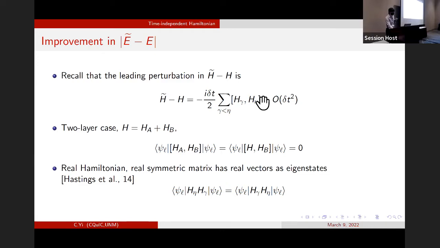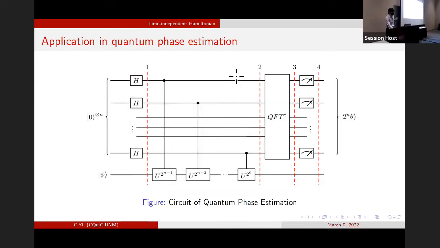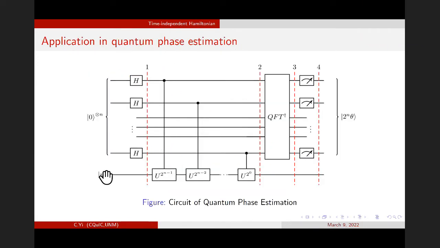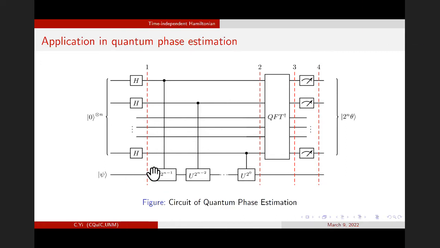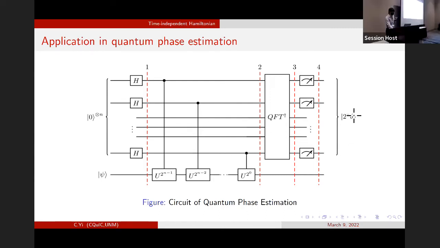And the direct application of this improvement is in quantum phase estimation, where we start with an eigenstate of the unitary with eigenvalue e to the i 2 pi theta. And the purpose of the circuit is to extract the information of theta. Our final measurement outcome is actually the integer that is closest to 2 to the n times theta, where n is the size of the first register.